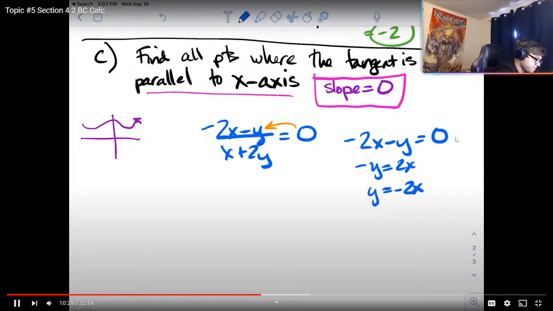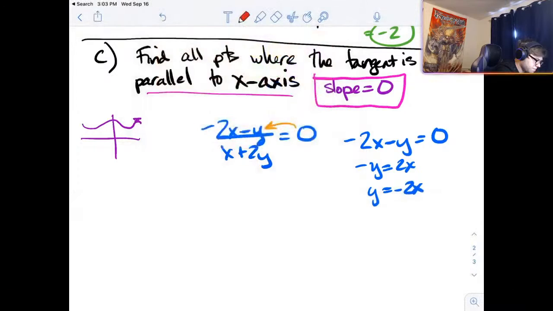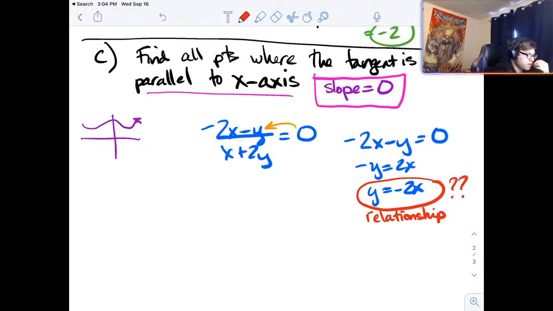Dividing both sides by a negative. And you guys, this is another tricky part that comes up in implicit differentiation a lot. Basically, what we have done here is we have established a relationship that must exist between x and y in order for these horizontal tangents to exist. Now, what do I do with this information?